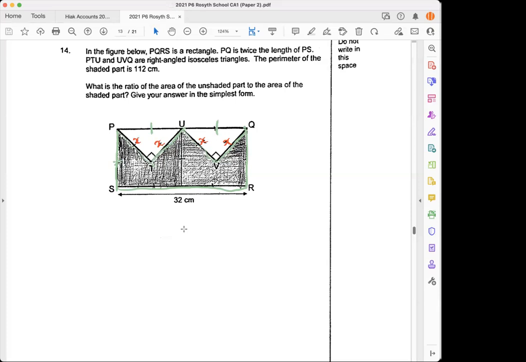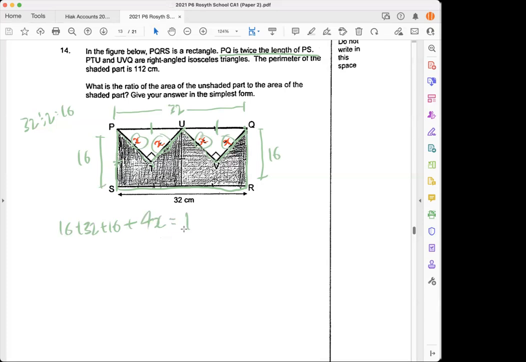Okay, they say the PQ is twice the length of PS, right? So PQ is 32. So PS will be equal to 32 divided by 2. So this will be 16. So if I use 16 plus 32 plus 16 plus all the x, which is 4x, that must give me 112, which is the perimeter of the shaded part.